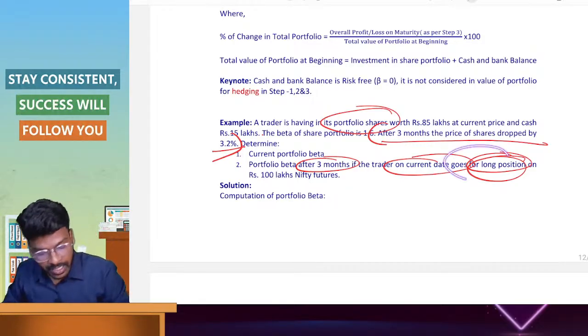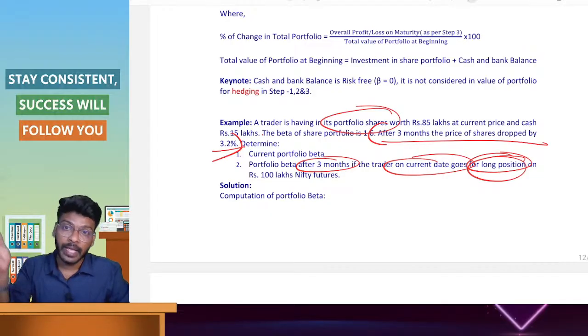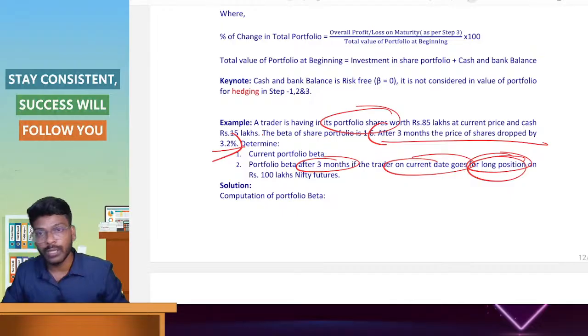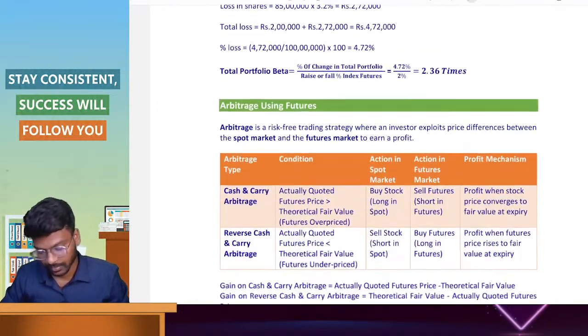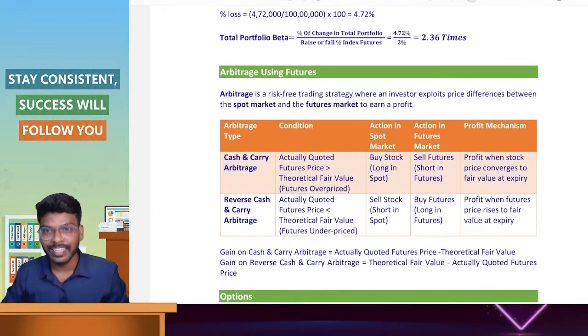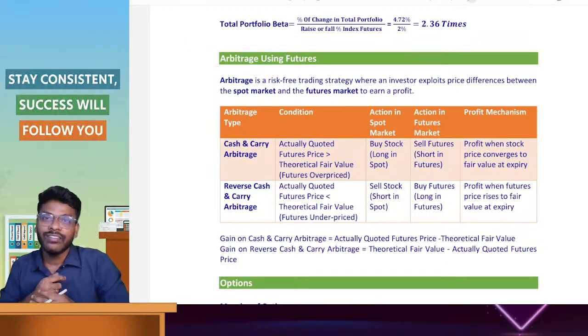If information is not given on what position to be taken, you have to decide. You have to hedge the portfolio of shares in the market using index future. Okay, you will take an opposite position in the futures market. Understood or not? Okay, arbitrage using futures.